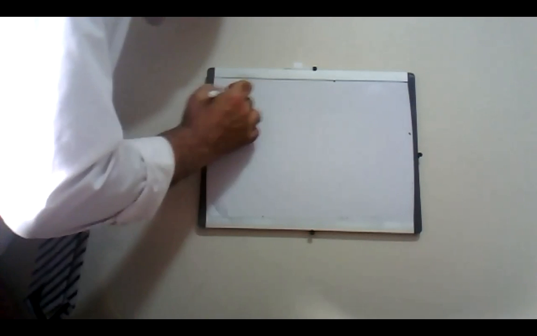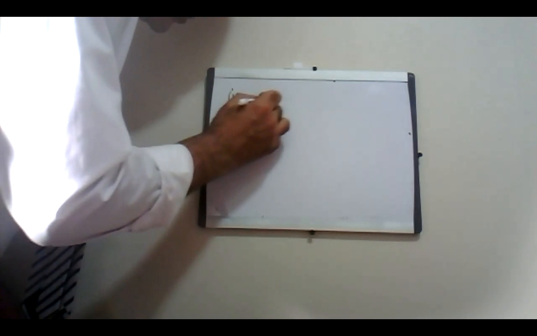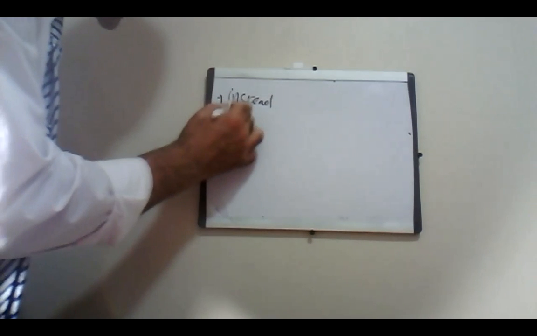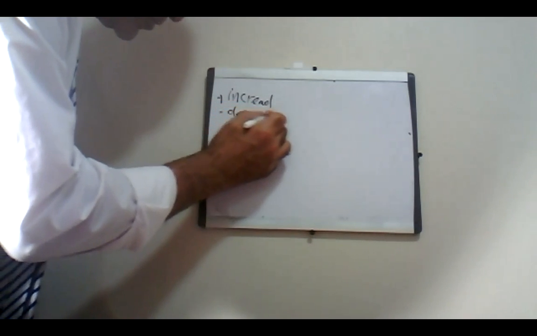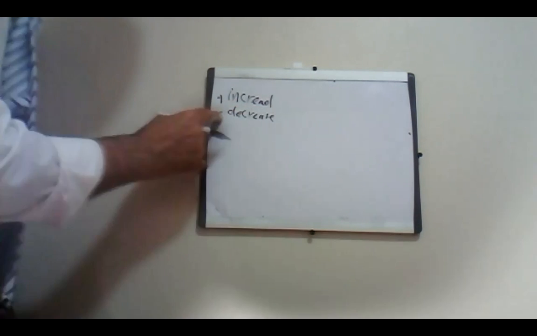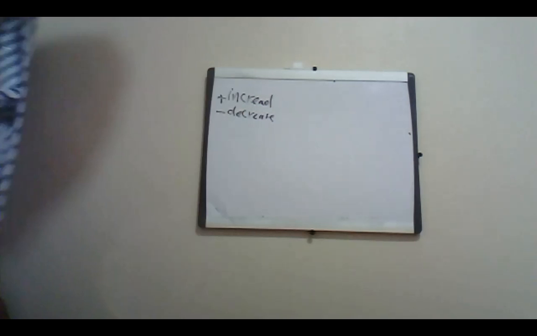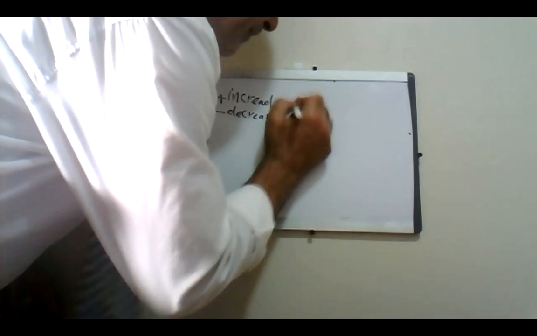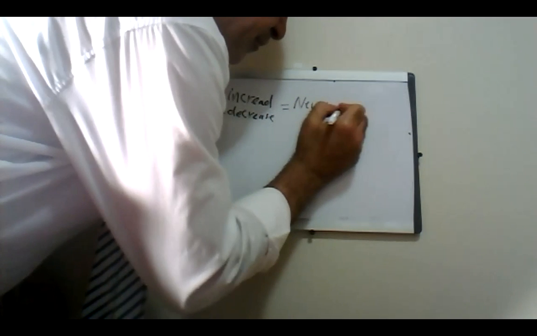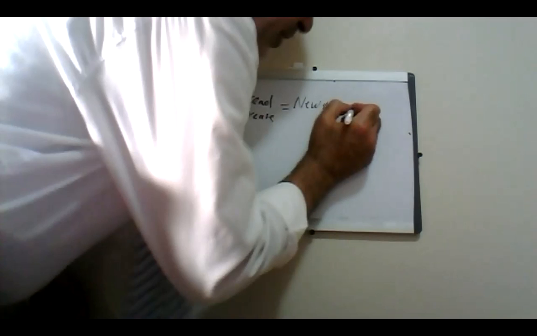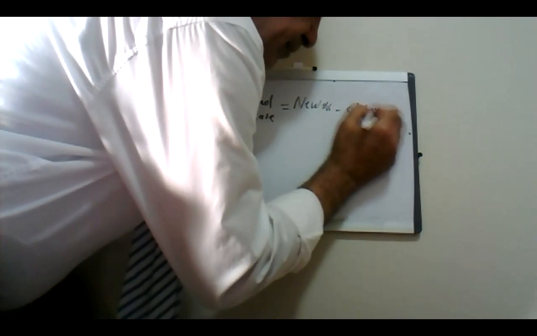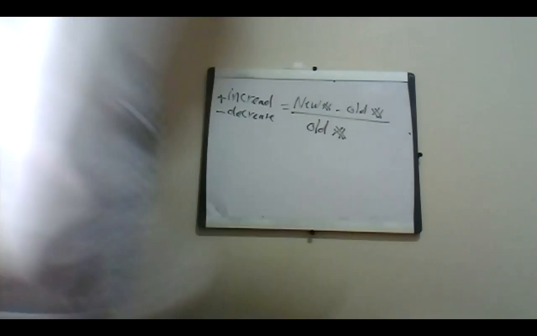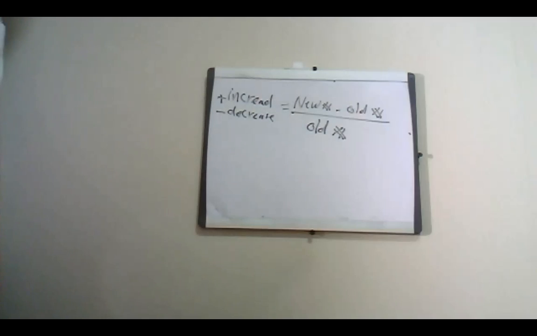New number increase will be with positive. Decrease will be in negative. It will equal new number minus old number divided by old number. That's how it will work.